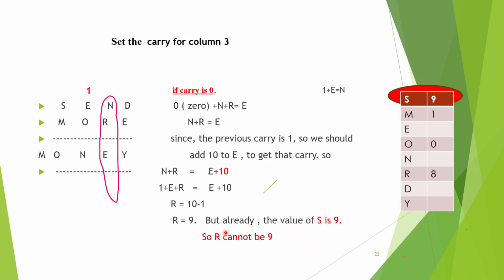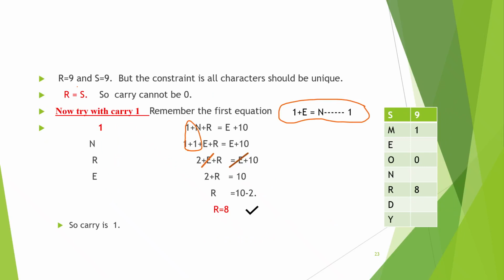But the problem here is that the value of S is already 9. We have already assigned the value 9 to S, right? So R cannot be 9 as per the constraint. The constraint is not satisfied here. R equal to 9 and S equal to 9, but all characters should be unique. R equal to S cannot be, so carry cannot be 0.